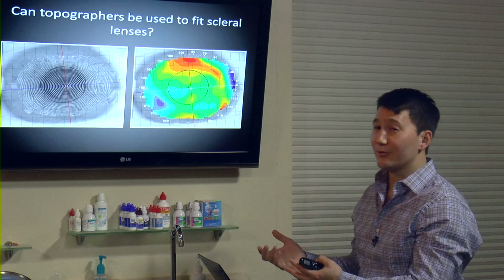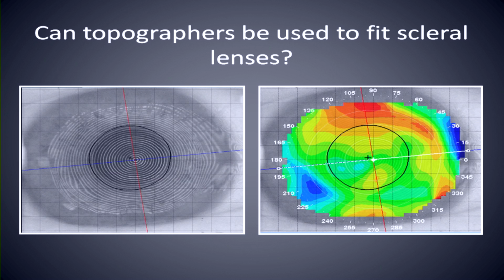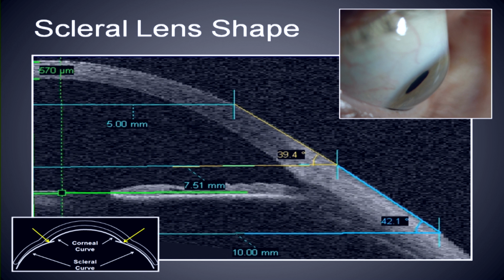Now, is a topographer any more helpful in fitting a scleral lens when it's only measuring cornea? It's not measuring out to where our scleral lenses land. And that's a question that our team asked. And led by Pat Caroline at Pacific University, he's really been pushing us at the school to understand the eye shape well past the cornea.